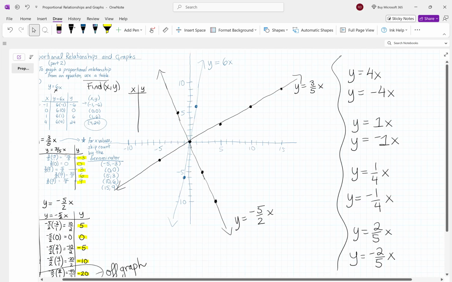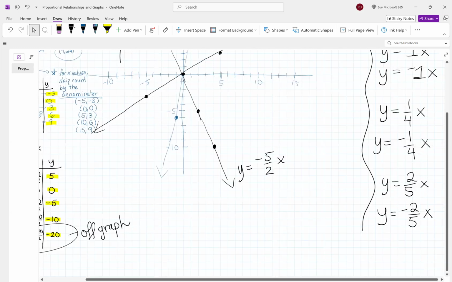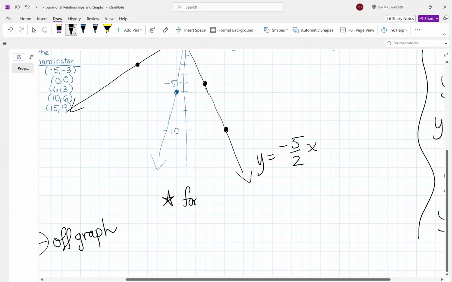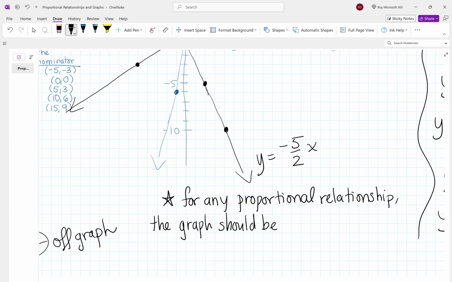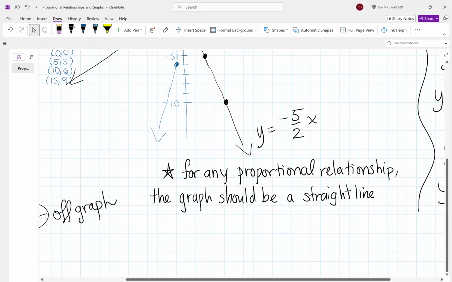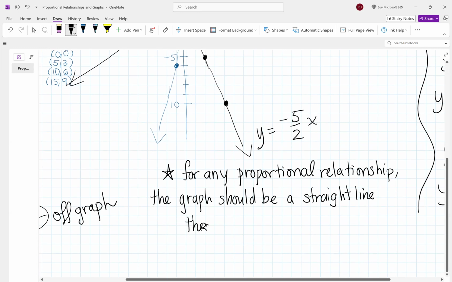And so after all of this, what I want you to know is for any proportional relationship, the graph should be a straight line through the origin. And remember, the origin is 0, 0.